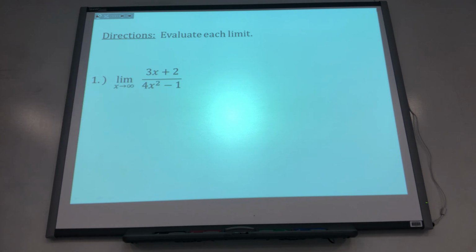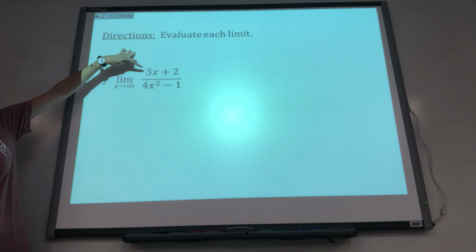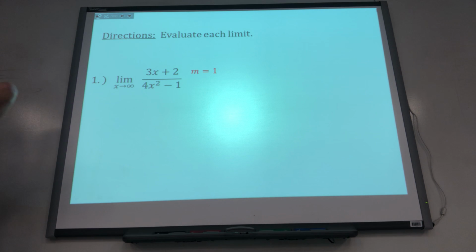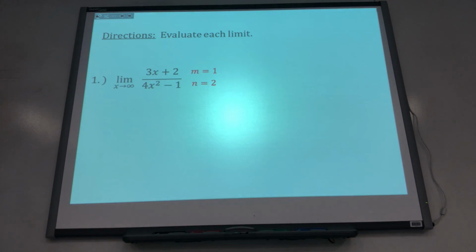So this is the limit as x approaches infinity of 3x plus 2 divided by 4x squared minus 1. Let me think about m and n real quick. M is the biggest power of x on top. Well, that's technically x to the first power, so we can go ahead and say that m is 1 here. A lot of times this is stuff that you just do in your head, but I'm writing it down in case you want to put it in your notes. And then biggest power of x on bottom is 2.